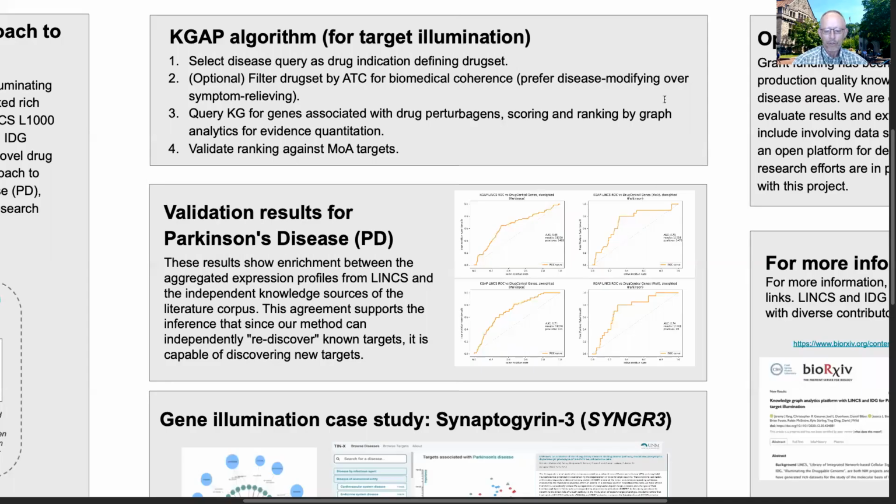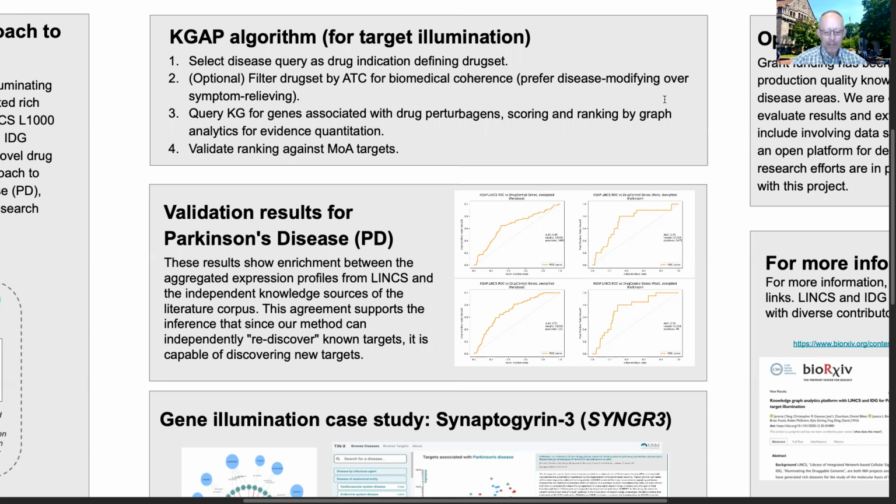The KGAP algorithm for drug target illumination is as follows. A disease query is mapped to a drug set via drug indications. Optionally, the drug set may be filtered by anatomical therapeutic chemical classification, ATC, for biomedical coherence. In other words, and in general, we are more interested in disease-modifying drugs and less in drugs which relieve symptoms. From the drug set, a query on the knowledge graph generates scores and ranks for associated genes by aggregating paths of gene expression evidence. Finally, we compare the results against the known targets for the same drug set via ROC curve, receiver operator characteristic. Our graph analytics algorithm's lead was Chris Gessner.